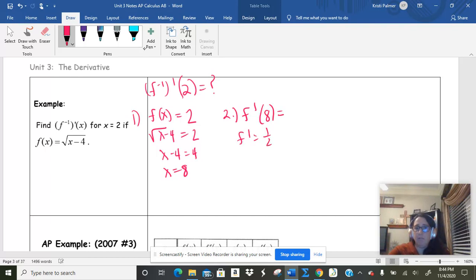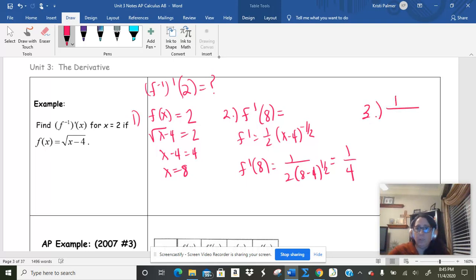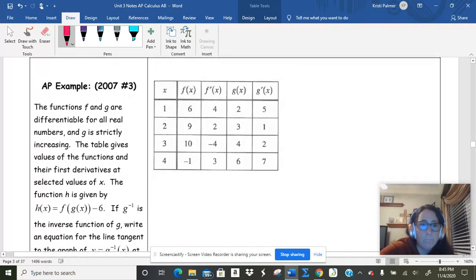So here I have to find f prime of x, and then get f prime of the 8. Or 2, 4. And then my third step is to do 1 over what we just found. So this derivative equals 4. Okay.